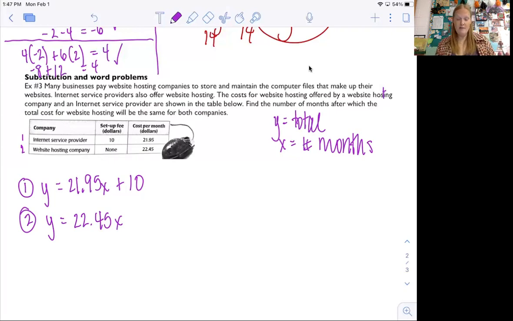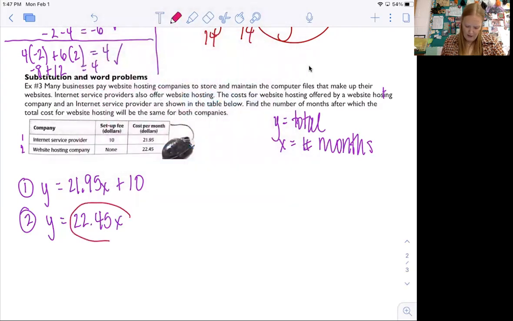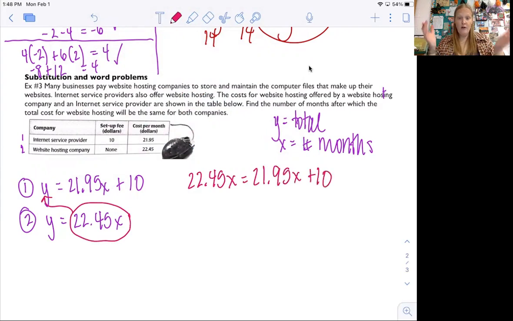What I like about these is they both equal y. Think about this: if a equals b and b equals c, what does a have to equal? C, right? So if I do substitution, this right here goes in for y right there. So I get 22.45x equals 21.95x plus 10. Remember, we have to get our x's on the same side of the equation, and it's easiest if you move the smaller one. So I'm going to subtract 21.95x from the right and 21.95x from the left.